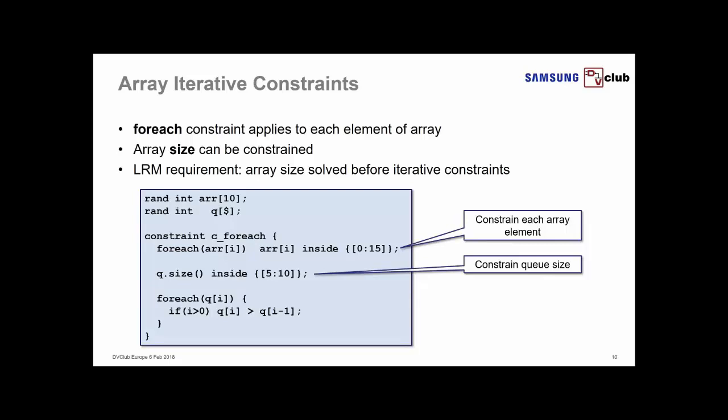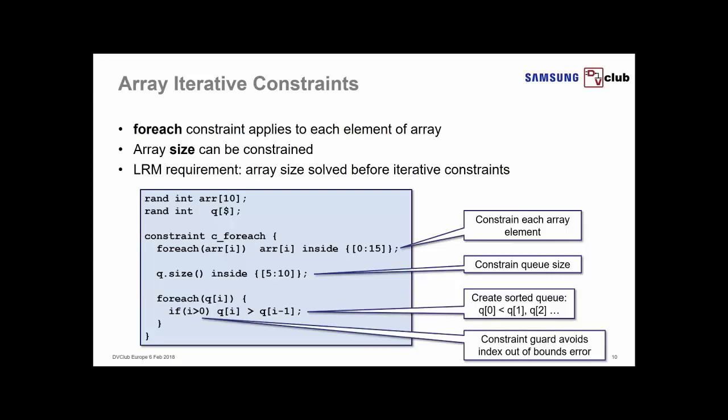Here I'm constraining the size of the queue to be between 5 and 10, and then for each element of the queue, create a sorted queue, ensuring that each element is greater than the previous element. This is not the most efficient way of sorting a queue, but it serves to illustrate how you can use a foreach constraint.